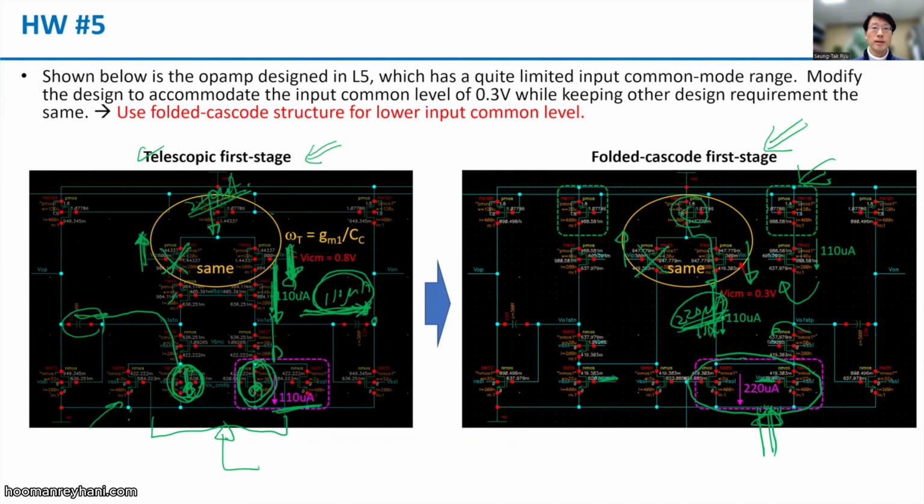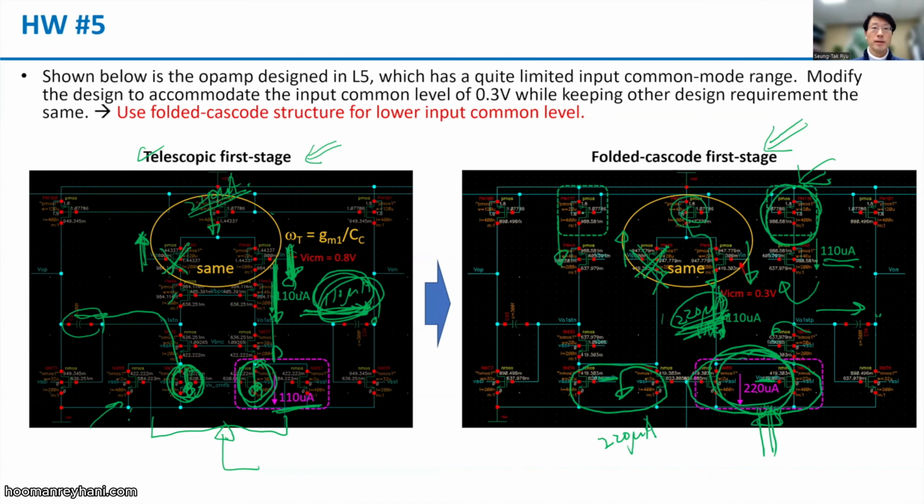So 220 microampere draws here, and then if we set the current source here to hold the current, then we need to have this much current to flow here. So in the cascode structure, we're going to design this path to draw 110 microampere as well. Then the current will go through this path. And because here we don't have current, and the current source here is 220 microampere, right? So no current is there.